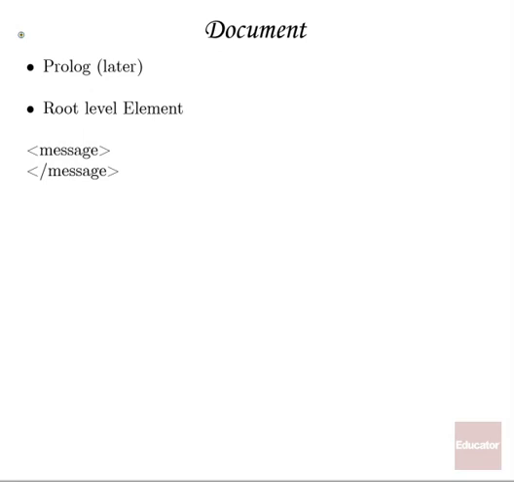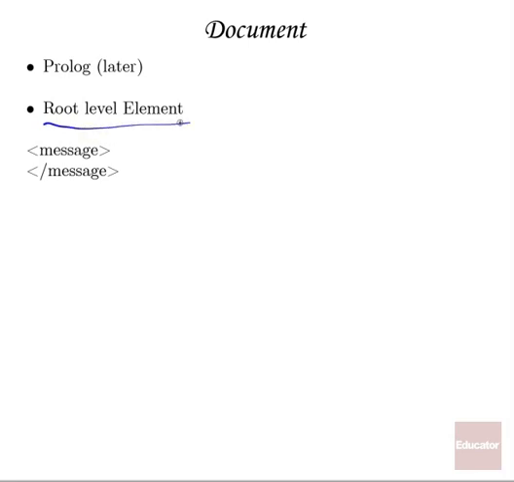So let's take a look at XML from the top down. Let's say we're creating a new XML document type. It's going to be an advanced email format, and we'll call it a message. So at its highest level, a document in XML consists of a prologue, which we'll talk about in the future, and the root level element.